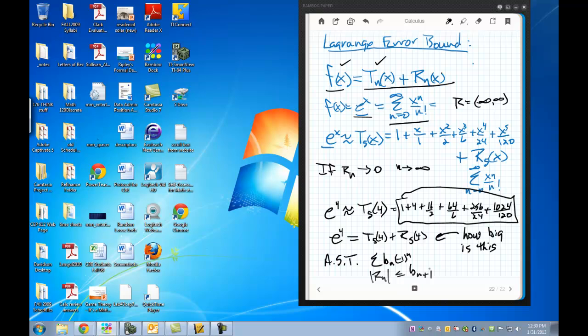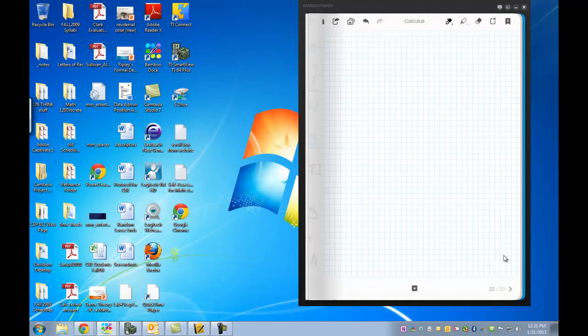All right? The problem is, look at e to the x. It's not an alternating series. It's a standard issue power series. What we need is an end-all, be-all for power series that aren't necessarily alternating. And that is the Lagrange error bound. So that's just a little introduction to it. So here's the Lagrange error bound.